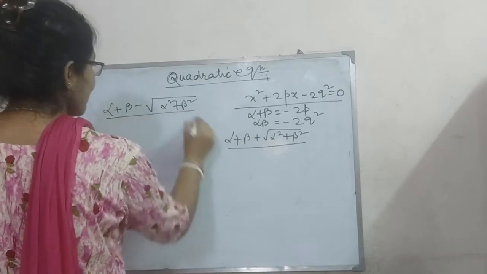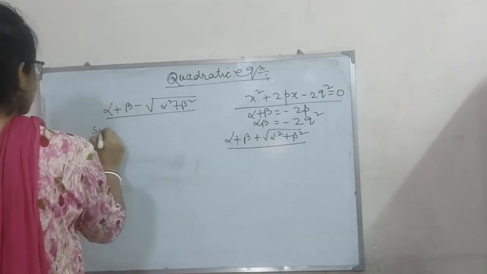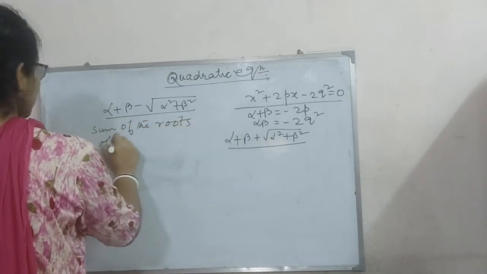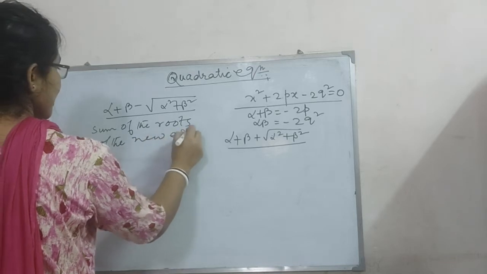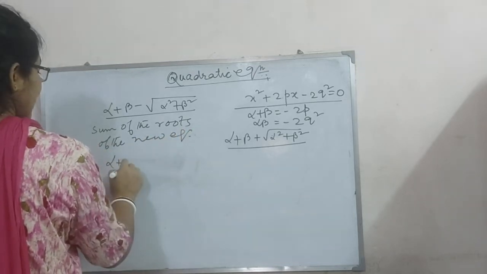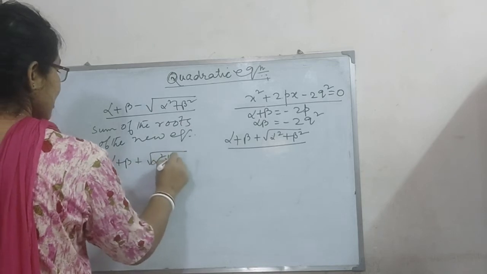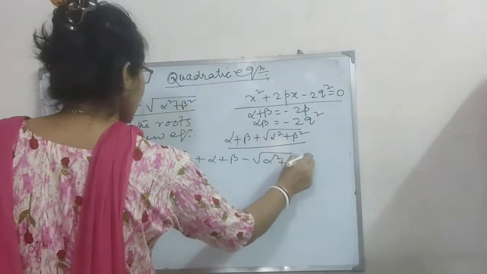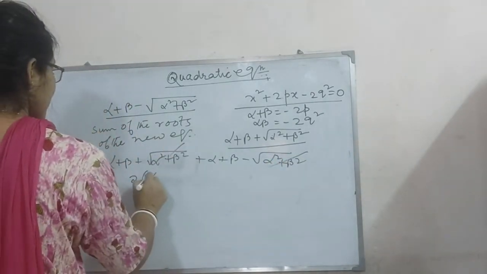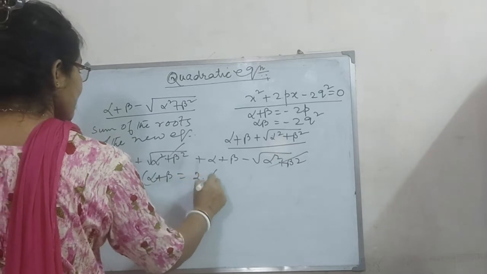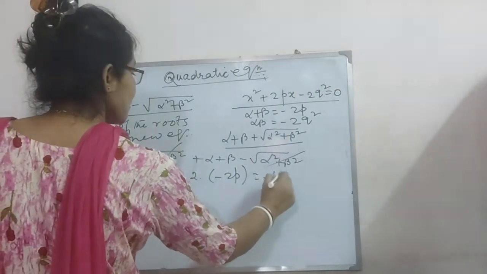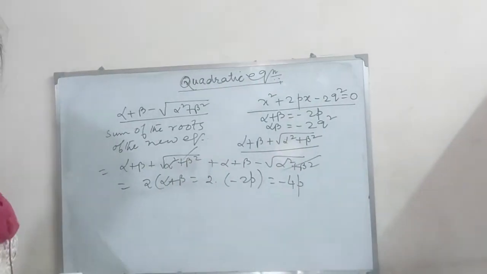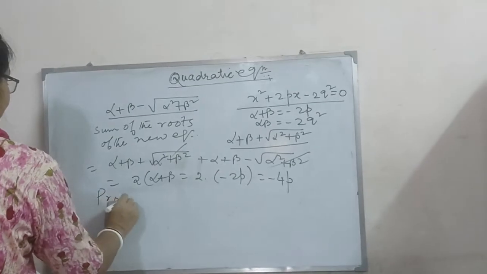So here another root is this. Sum of the roots of the new equation equal to alpha plus beta plus root over alpha square plus beta square plus alpha plus beta minus root over alpha square plus beta square. From here I will write 2 into alpha plus beta, this is equal to 2 into minus 2p, equal to minus 4p, because here alpha plus beta equal to minus 2p.